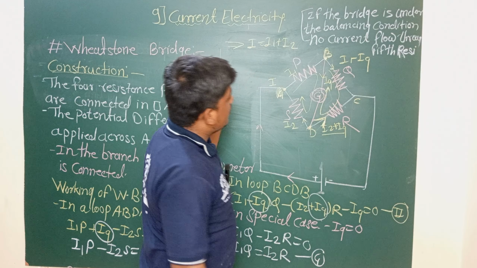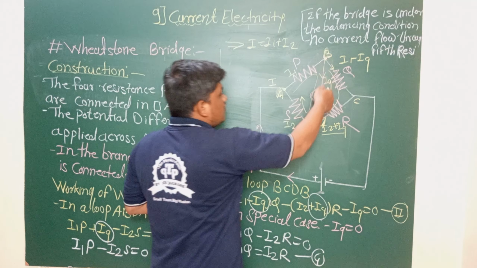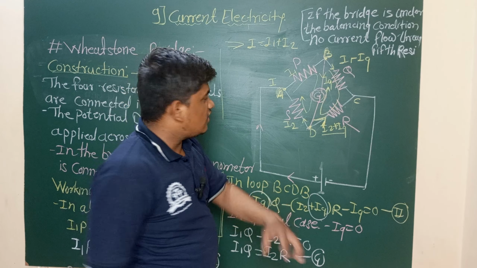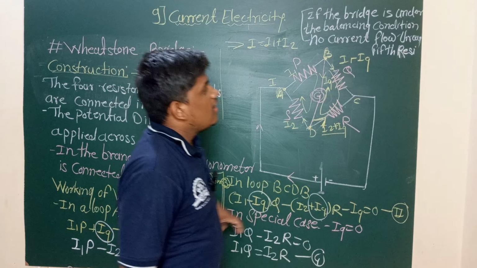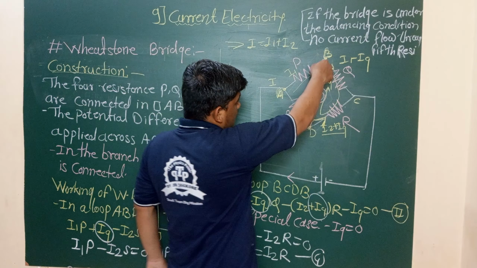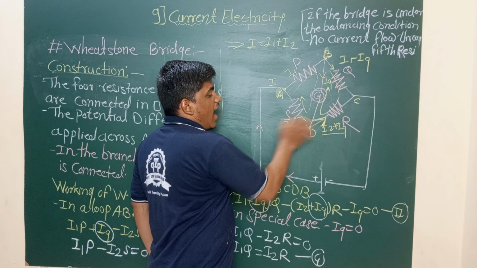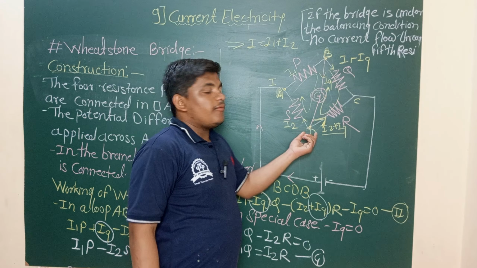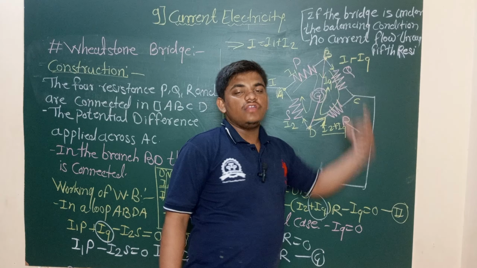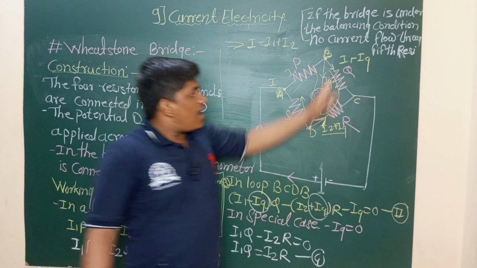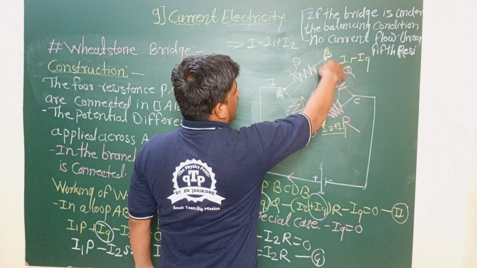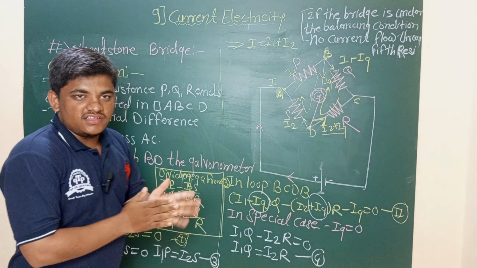This I1 is split, with Ig flowing through the galvanometer. This is not a special condition. This is the general condition to understand the flow of current. Then this Ig is added to I2 at the point D, and I2 plus Ig amount of current is flowing through the resistance R, and I1 minus Ig amount of current is flowing through the resistance Q.